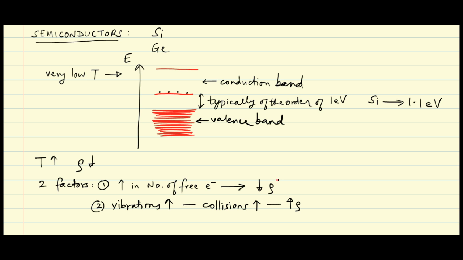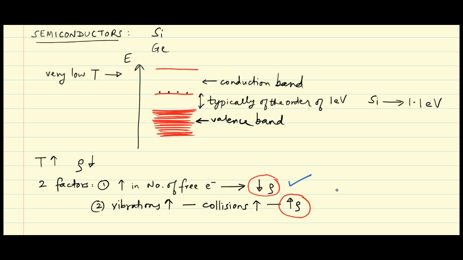So when the temperature of a semiconductor rises, the resistivity tends to decrease because of one factor, but it tends to rise because of another factor. And it is seen that in semiconductors, the first factor tends to dominate the second factor. In other words, when the temperature rises in a semiconductor, the number of free electrons rises, and the decrease in the resistivity because of that tends to dominate the increase in the resistivity because of the increased number of collisions.